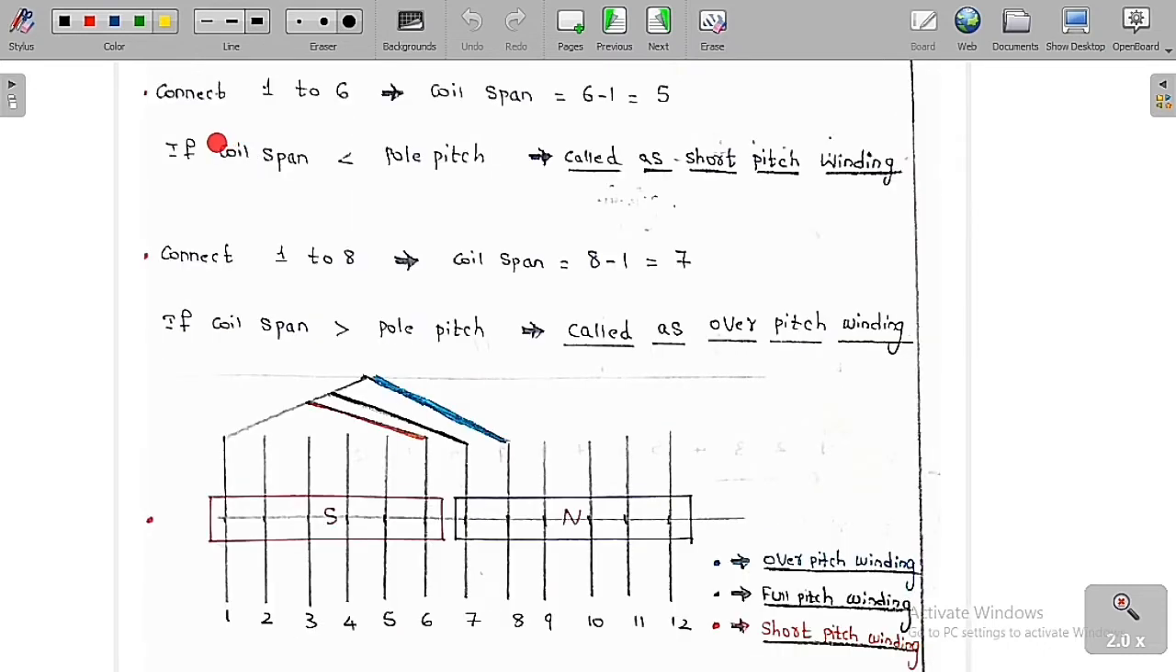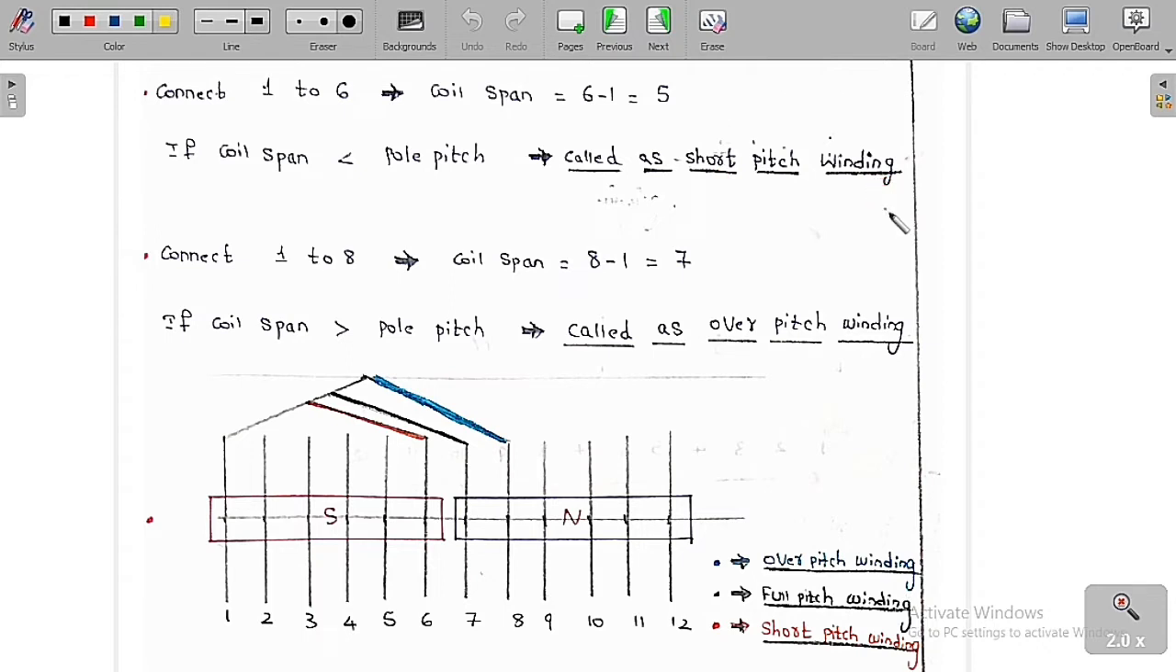Suppose I connect the connector present in slot 1 to the connector present in slot 6. Then what is the coil span? The coil span is 6 minus 1, which is 5, lesser than the pole pitch, because the pole pitch in this case I have assumed is 6. So 5 is less than 6, and it is said to be a short pitch winding or short pitch coil. This important point I have already told you.